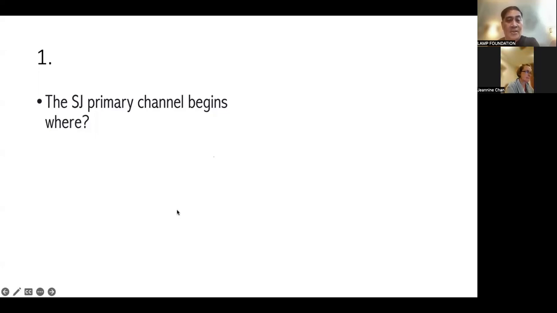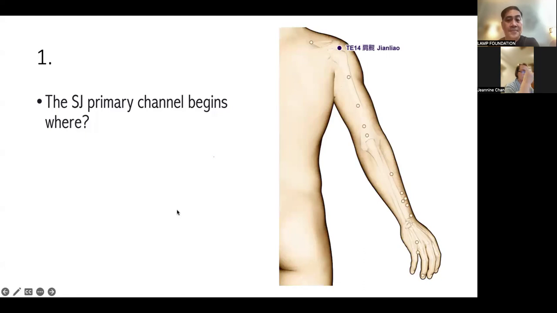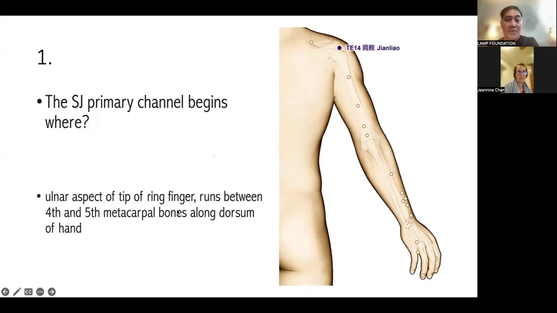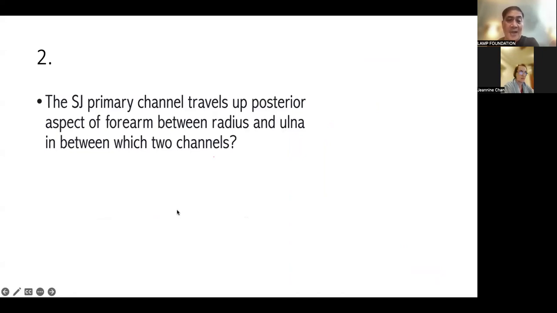The Sanjiao primary channel begins where? It begins at the ulnar tip of the ring finger, Doc. Then where does it go? Between the fourth and the fifth metacarpal bones. At the front or back? At the dorsum. Very good. So ulnar aspect of the tip of the ring finger. A very important point there is triple burner 3, and also TB10. Triple burner 3 or Sanjiao 3 is a tonifying point. Sanjiao 10 is a sedating point.